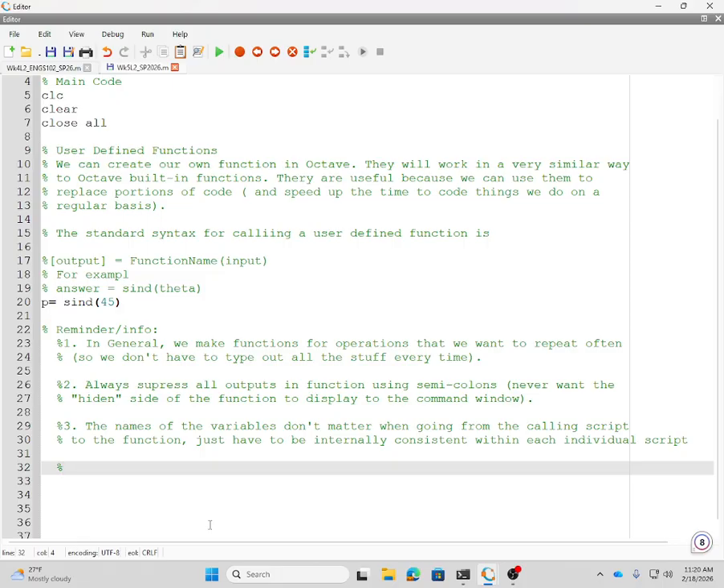Is it clear? All right, so the third thing, it says the names of the variables don't matter when going from the calling script to the function. Okay, just have to be internally consistent within each individual script. So that's so important. Related to that, try to understand what it says. Remember, there are 2 scripts, right? One is the function itself, another one is the main code, right?